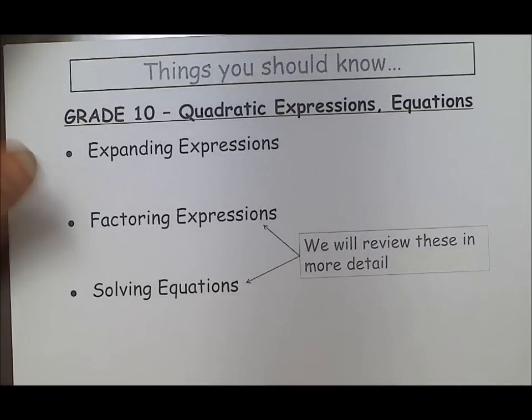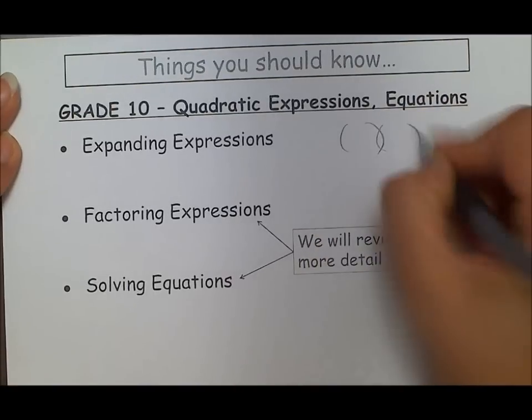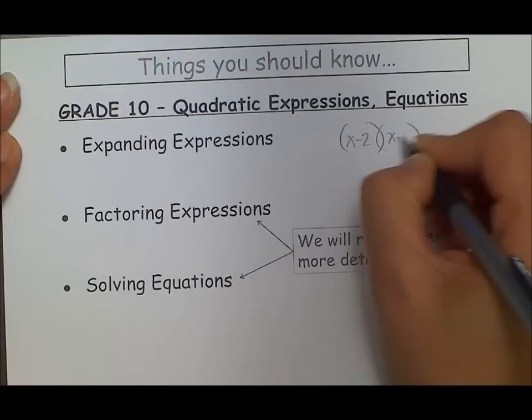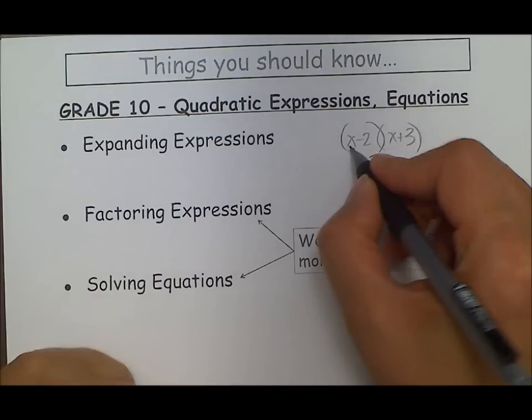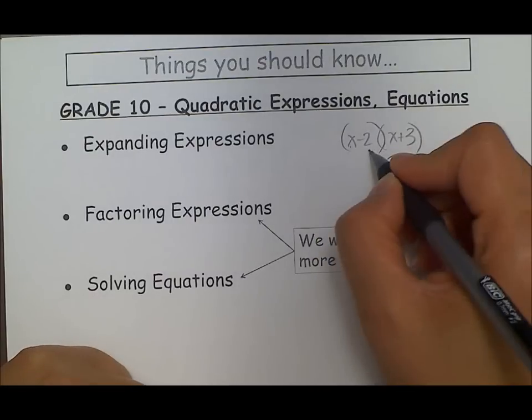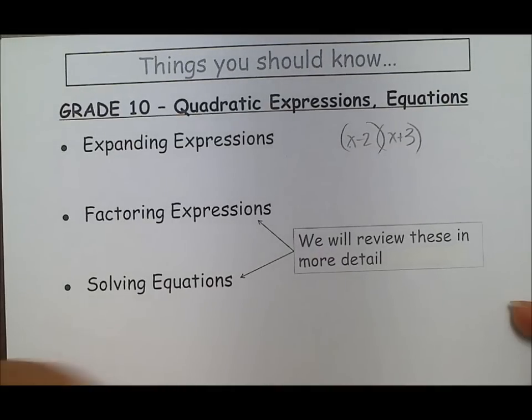In terms of expanding expressions, you probably had 2 binomials being multiplied together, and you had to expand this using the first term and everything in the second brackets, and then the second term and everything in the second brackets, and then you collected like terms, and then you simplified. We'll do some examples of that.